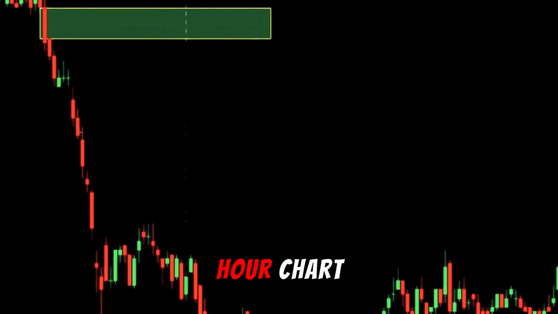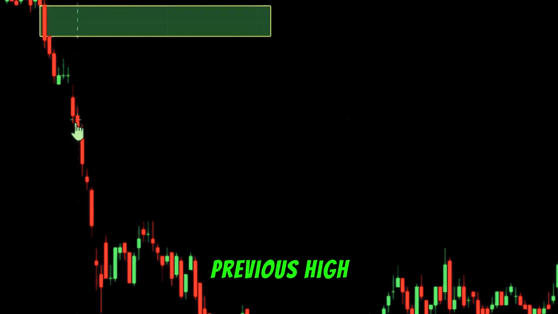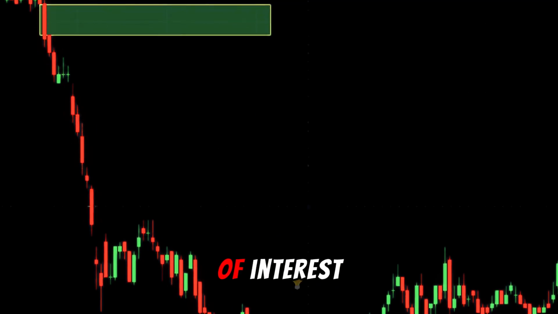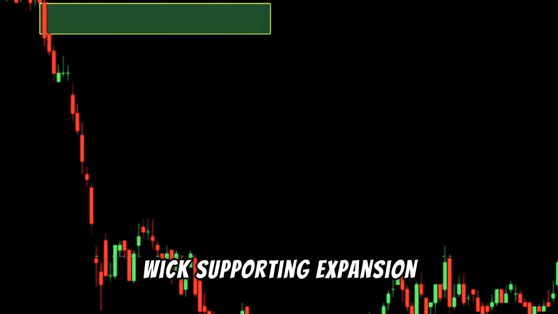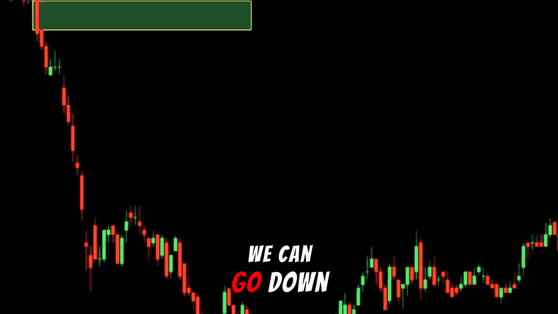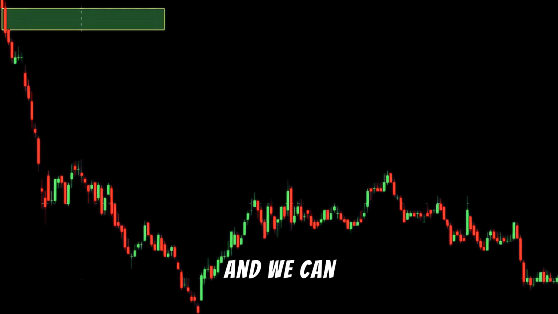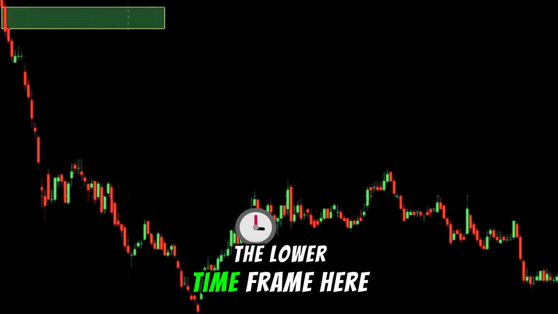So here you can see on the 4-hour chart, we get a nice candle 2 closure sweeping out a previous high. So we have a candle 2 closure at a point of interest and a shallow wick supporting expansion lower on the daily candle. We can go down to the 15-minute chart to look for our fractal model, and we can use inversions on the lower time frame here.